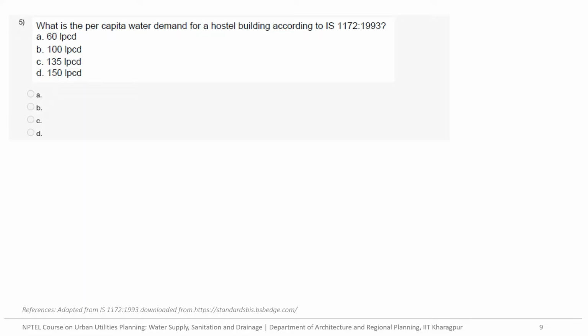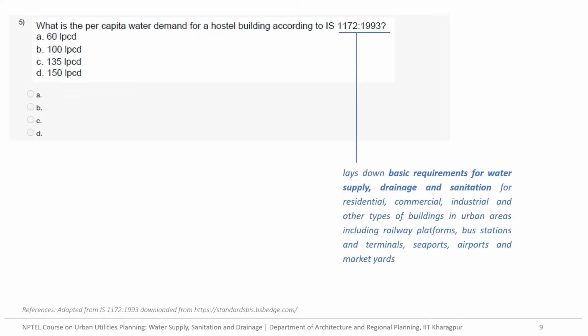So, when we look at this, what is IS 1172/1993? It is an Indian standard code which lays down basic requirements for water supply, drainage, and sanitation. And what is LPCD? That is liters per capita per day. That is liters consumed per person per day for one day. So the answer is 135 LPCD.